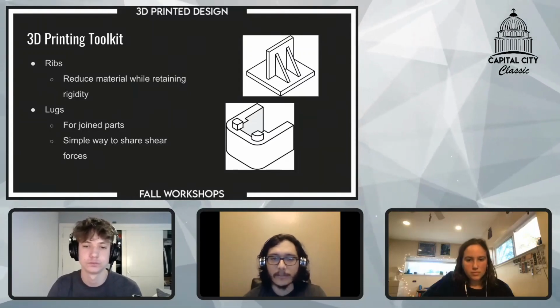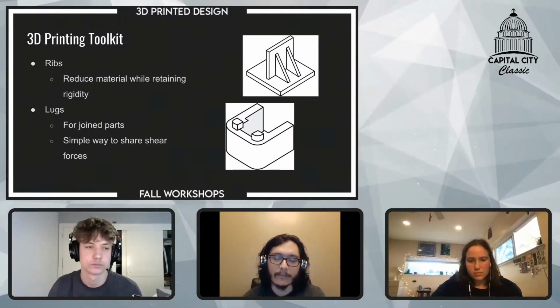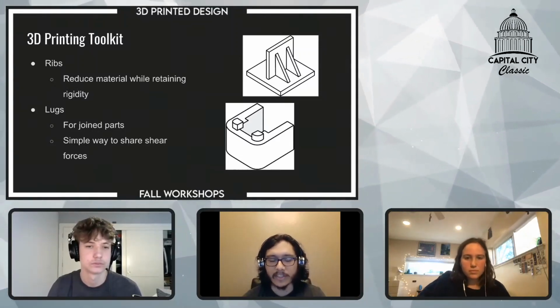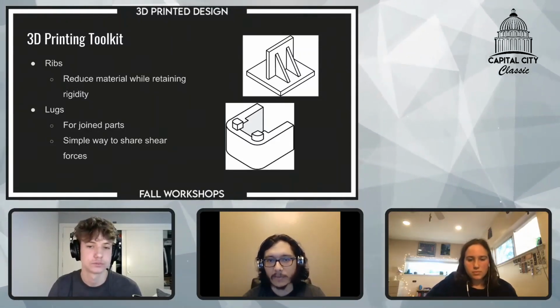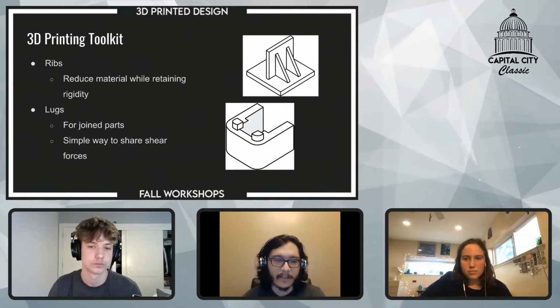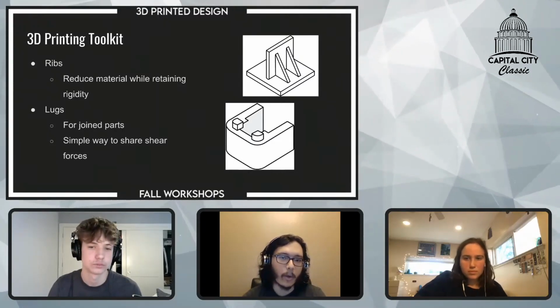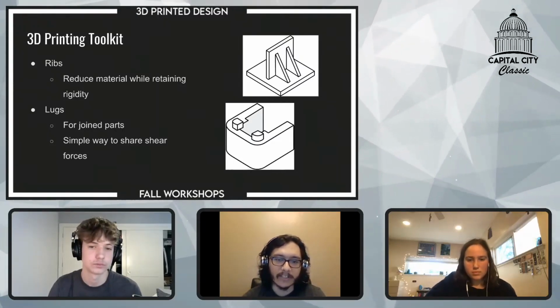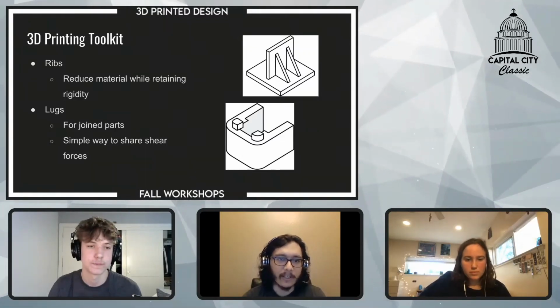The first feature that's commonly used: ribs. It's a great way to increase strength and rigidity of your part without adding very much weight. When designing the part, you just have to keep in mind which sections you want to be more rigid, and you can reinforce them manually.